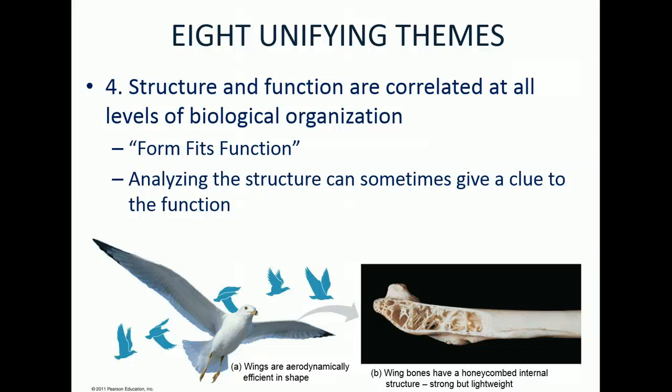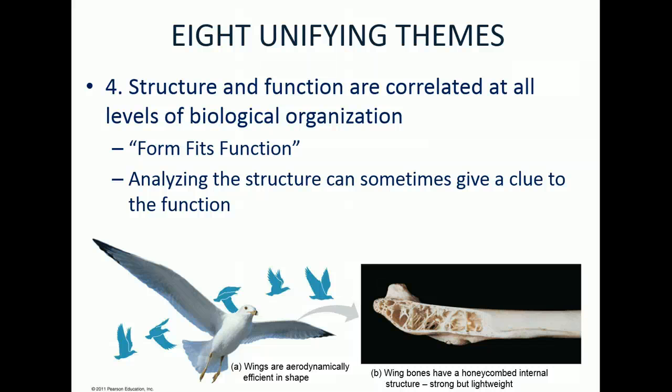Okay, our fourth unifying theme is that structure and function are correlated at all levels of biological organization. And you'll hear many times throughout this course that form fits function. We'll see that at all levels, whether we're talking about molecules or whether we're talking about an entire organism. If you look at the example that we're showing here below, we're looking at birds and how birds have the ability of flight. Well, there are several things that contribute to that ability.